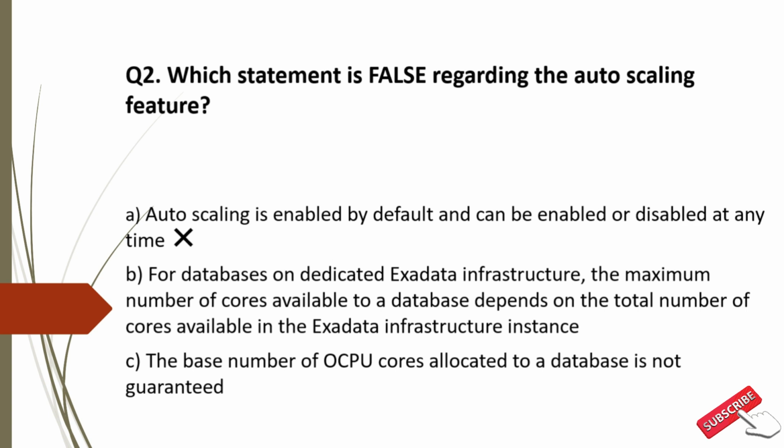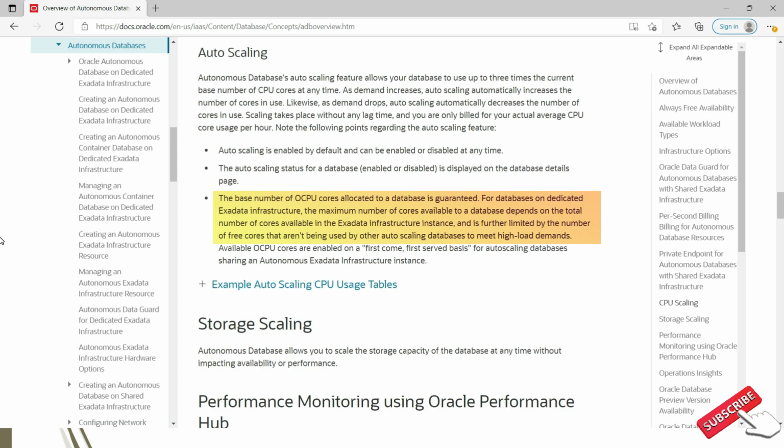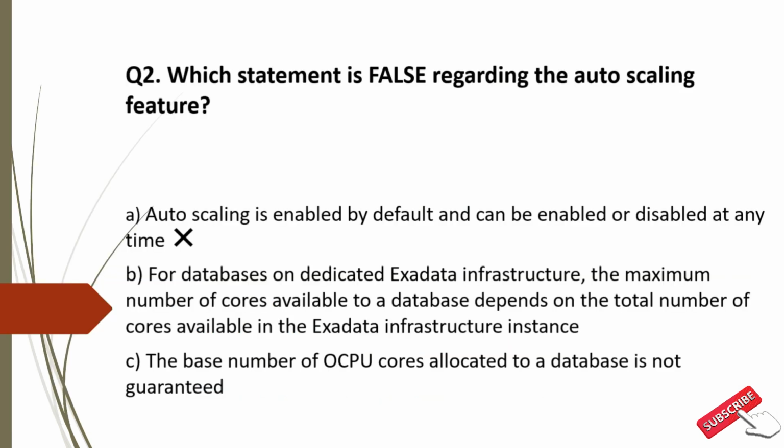Option B. For databases on dedicated accelerator infrastructure, the maximum number of cores available to a database depends on the total number of cores available in the accelerator infrastructure instance. For databases on dedicated accelerator infrastructure, the maximum number of cores available to a database depends on the total number of cores available in the accelerator infrastructure instance and is further limited by the number of free cores that are not being used by other autoscaling databases to meet high load demands. So option B is also valid statement, so incorrect.